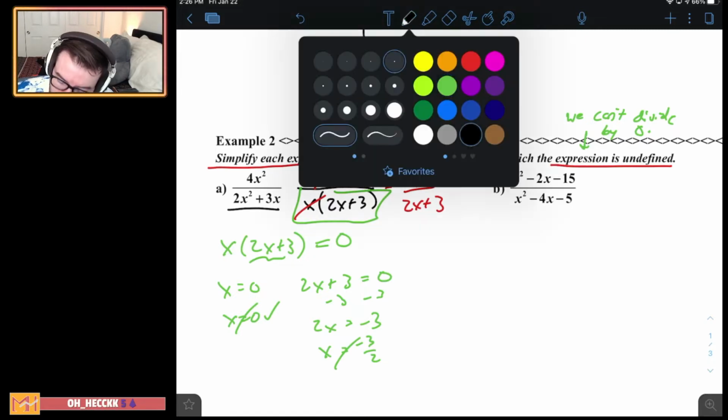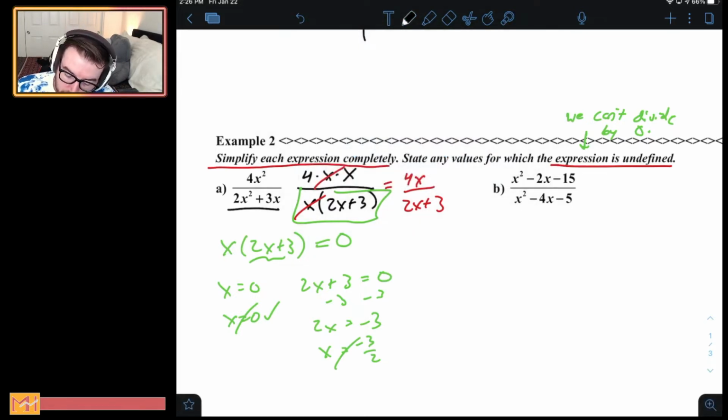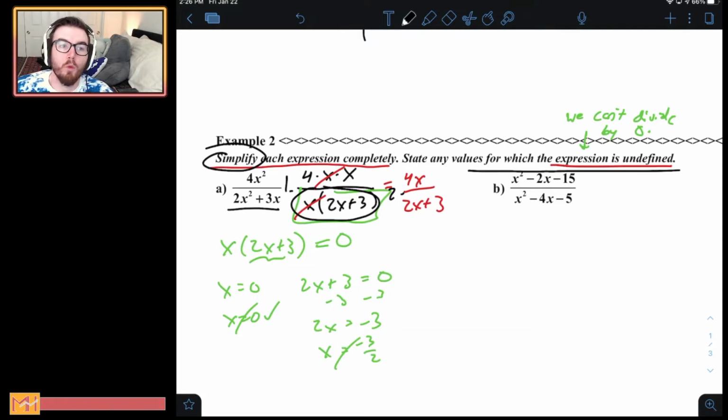Okay? So there were two things that happened here. Let's do a quick summary before I do the next example. We factored it up. We canceled out what could cancel, hence the word simplifying. And then we figured out the undefined values. How? By looking at the denominator and figuring out what makes it 0. Okay? Let's do it again.